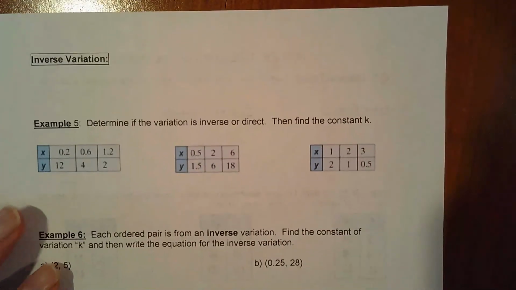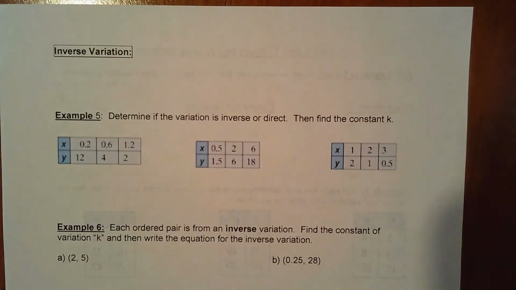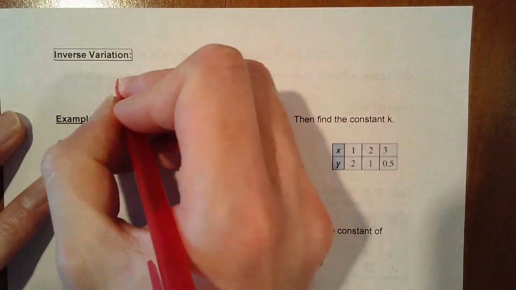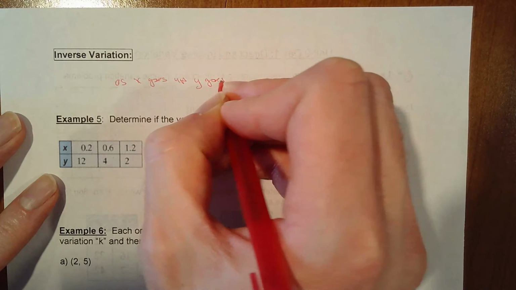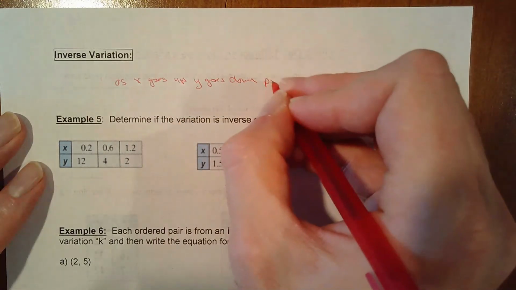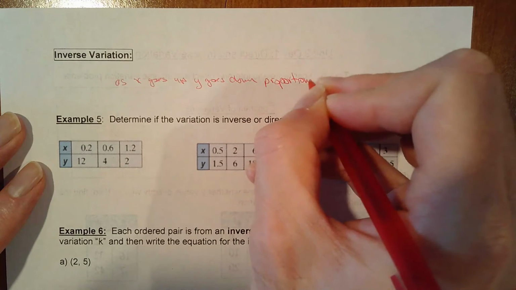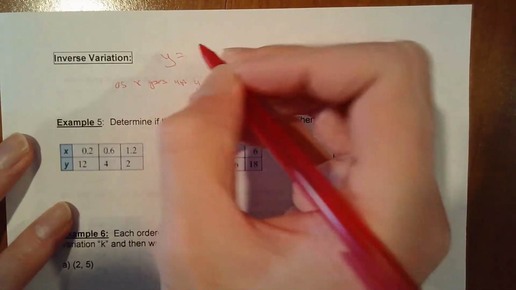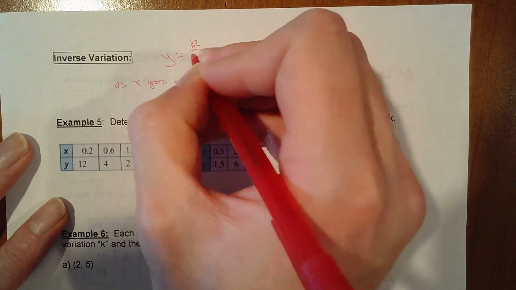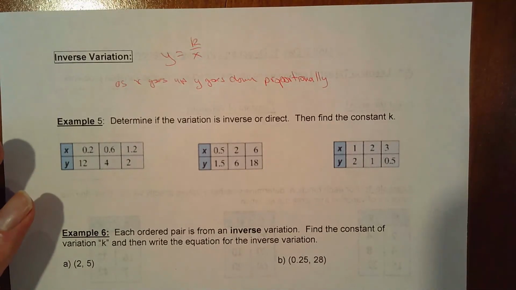As x goes up, y goes up. Inverse variation is the opposite. Basically as x goes up, y goes down, but it's proportional. Which basically means if x goes up and doubles, y is going to be cut in 1/2, or if x triples, y is going to be 1/3. So it's proportionally going the opposite direction. And how we write this, it's y equals k over x. Instead of k times x, it's k over x.